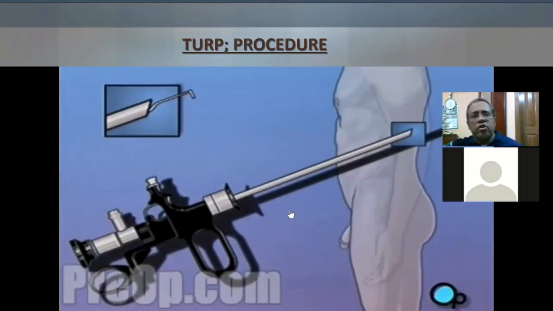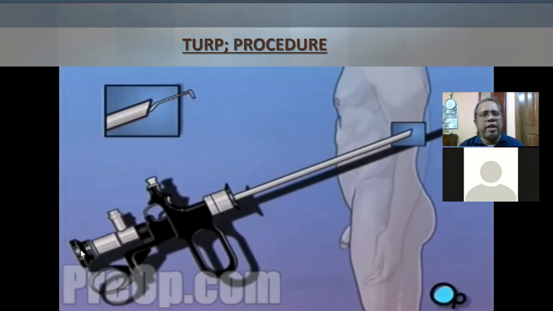So this is the resectoscope sheath. This is called the working channel. There is a telescope. Over the telescope, the camera is attached, and here the light source is attached. Through the light source, the light is illuminated there, and there is a lens there. Through the lens, the image is transferred to the monitor.